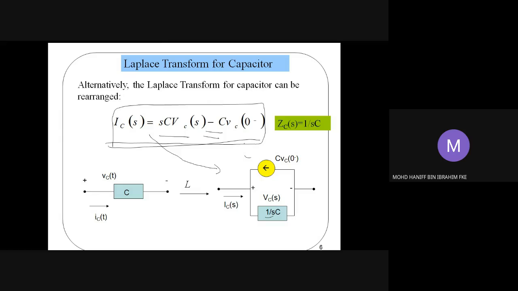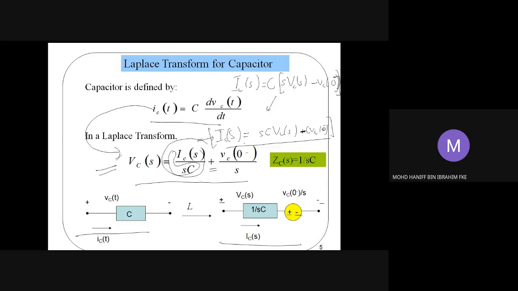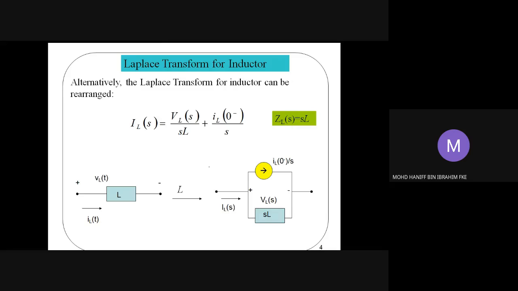Note that the direction of the current is from negative to positive because of the sign of this current source. Okay, and we can compare this with the equation for the inductor before. Note that because of the positive sign for the inductor's component of the current, the direction of the current source here is from positive to negative.